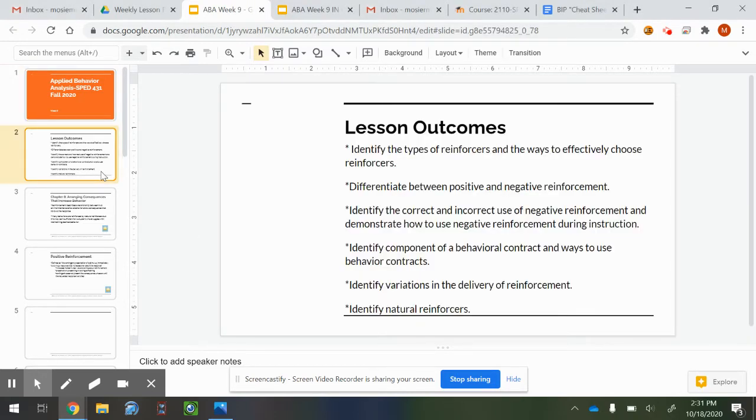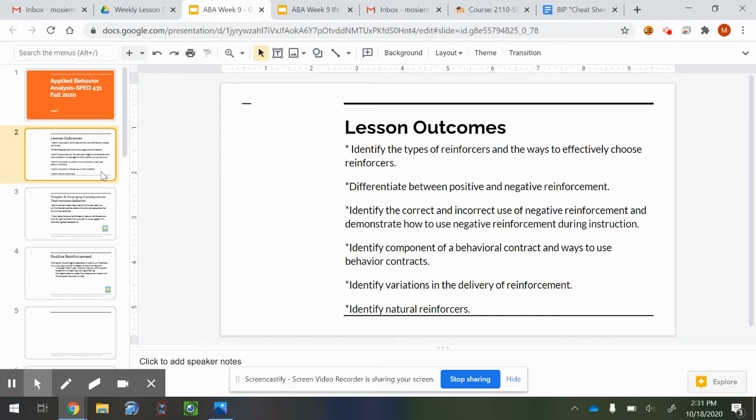Our lesson outcomes for this chapter are to identify the types of reinforcers and the ways to effectively choose reinforcers, to differentiate between positive and negative reinforcement. So we'll go back to those ideas that we learned in chapter 1 and dig a little deeper. Identify and correct an incorrect use of negative reinforcement and demonstrate how to use negative reinforcement during instruction.